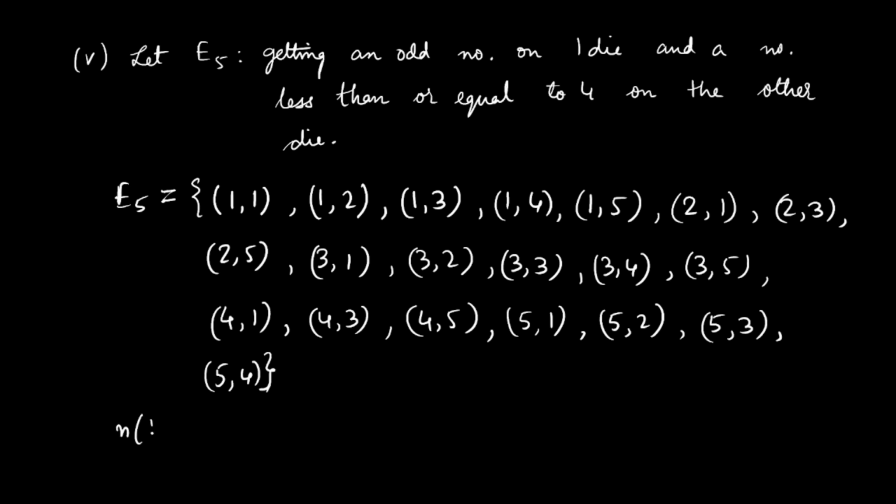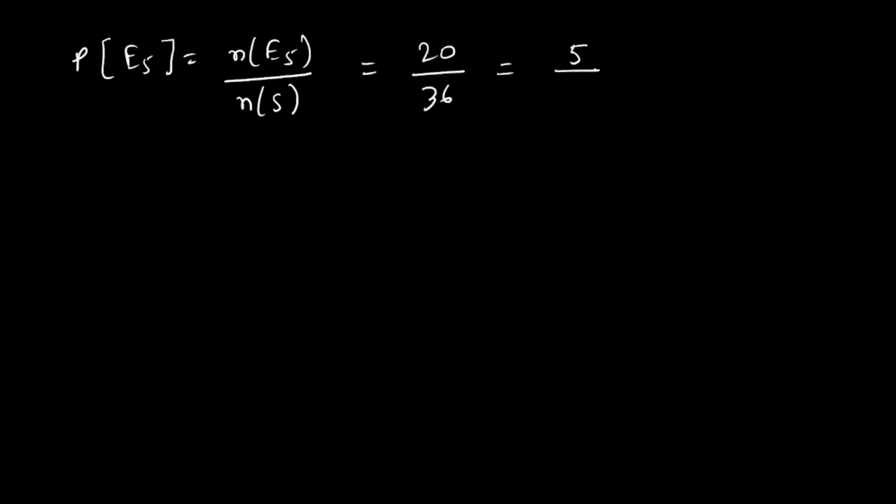What is the cardinality of this E5 set? 1, 2, 3, 4, 5, 6, 7, 8, 9, 10, 11, 12, 13, 14, 15, 16, 17, 18, 19 and 20. So probability will be n of E5 by n of S equals 20 by 36, that is 4 5s are 20, 4 9s are 36, 5 by 9. So this problem is done.